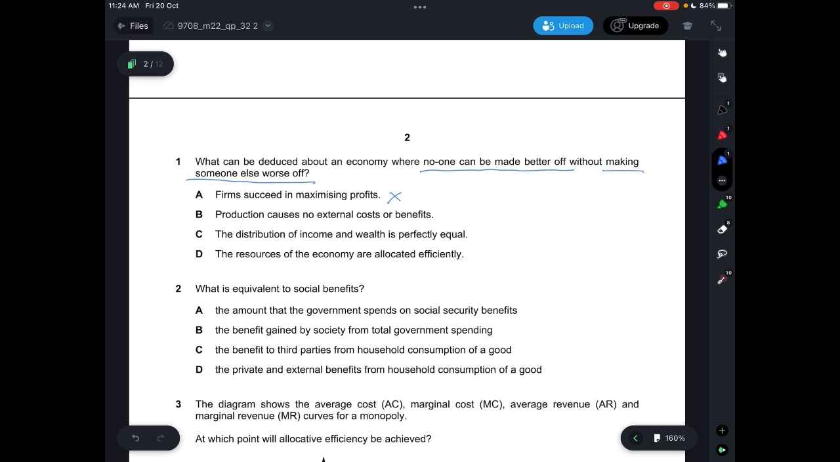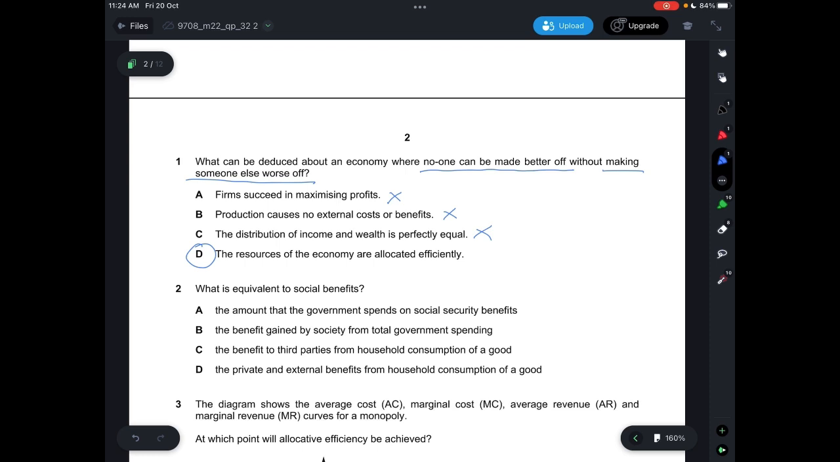Okay. B, production causes no external costs or benefits. This is incorrect. And C, the distribution of income and wealth is perfectly equal. This is about income equality and wealth equality, but we're talking about socially efficient output. So C is incorrect as well. Answer is D, the resources of the economy are allocated efficiently. So no one is made better off without making someone else worse off. So everyone is already able to consume at the socially optimum level, basically, right?